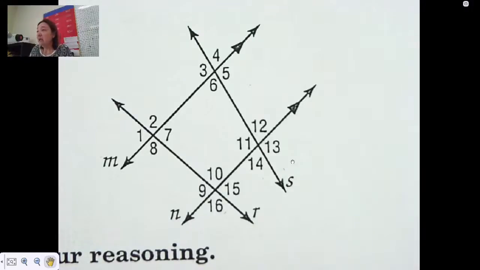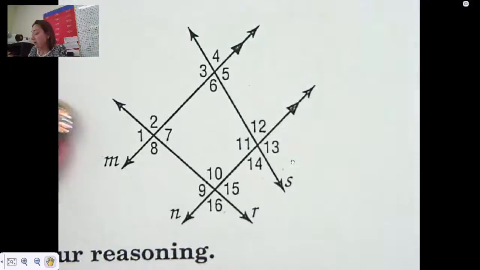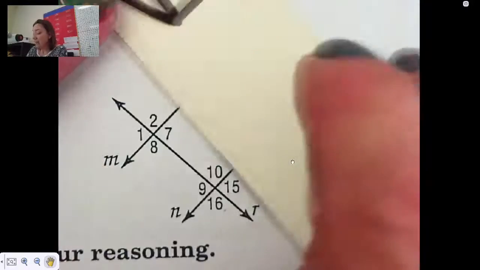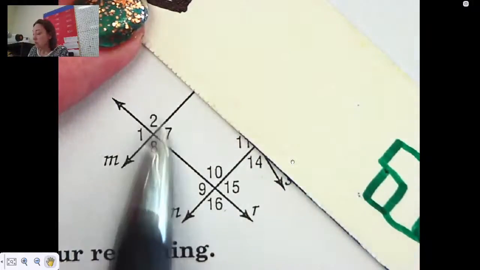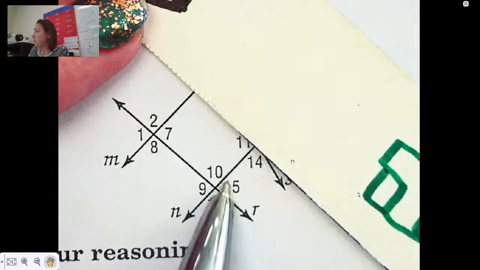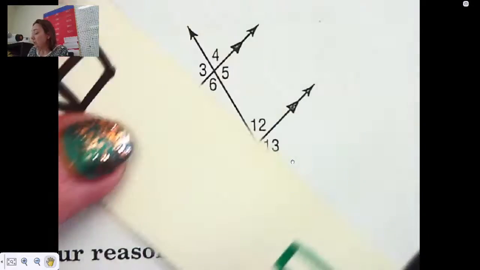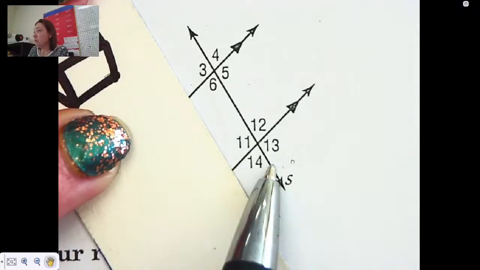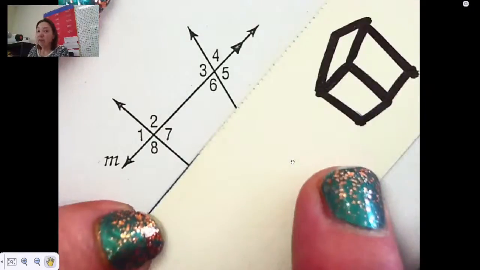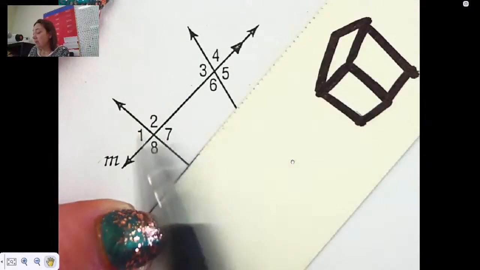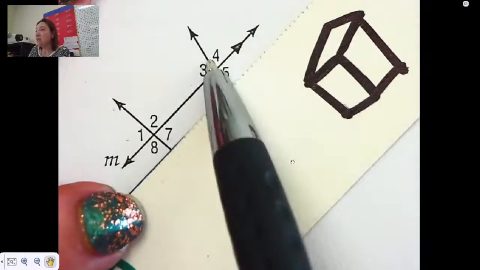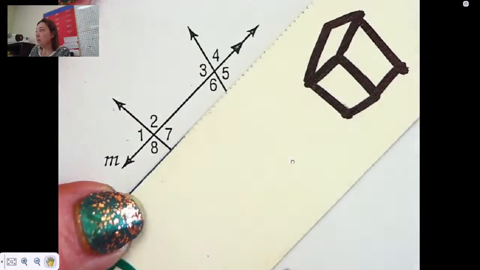Now, what that means is that since M and N are parallel, then you can look at this group of angles as being corresponding to this group of angles. And you can look at this group of angles as being corresponding to this group of angles. But you cannot flip it like this. You can't say 1 is corresponding to 3 because R and S are not parallel. Do y'all see what I'm saying?